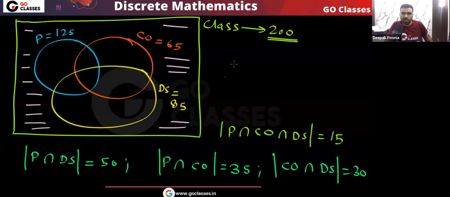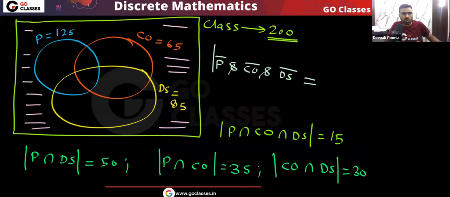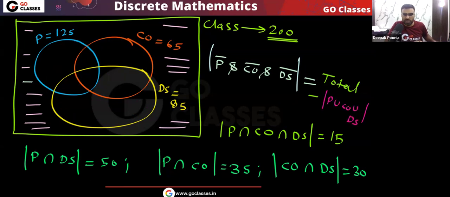So that will be equal to: not taken programming course, and not taken computer organization course, and not taken data structure course. These students we want to find. The number of students who have neither taken programming, nor computer organization, nor data structure will be equal to the total, that is 200, minus the number of students who have taken at least one of these courses, means the size of this union: programming union computer organization union data structure. Now very easily we can find it.